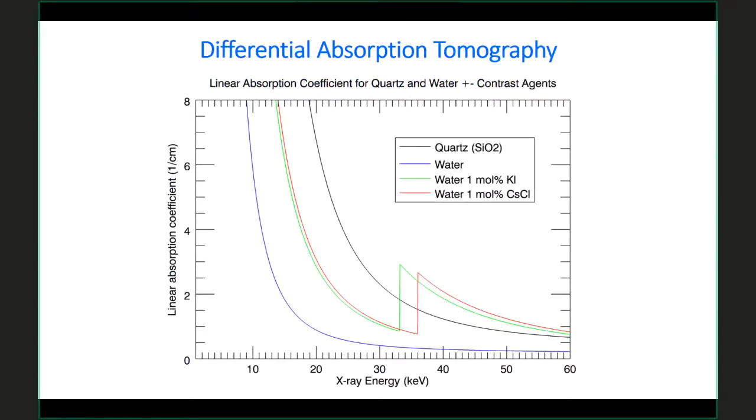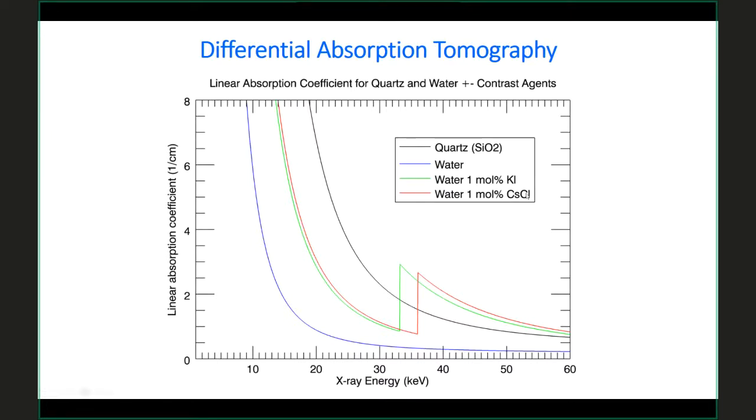So this is showing what we do with monochromatic beam with differential absorption tomography. This is a plot of the absorption as a function of energy for water, which is not very absorbing. So at 33 keV, it's here. Quartz is the black line, so it's significantly more absorbing than water. And then the green line is water with 1 mole% potassium iodide. You see its absorption comes down, and then all of a sudden at the iodine absorption edge, the attenuation coefficient sharply increases.